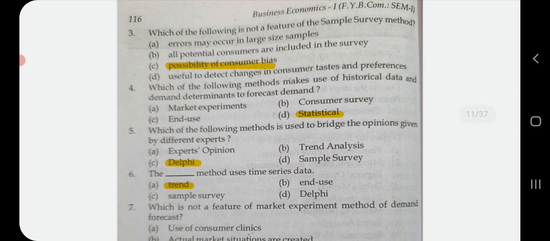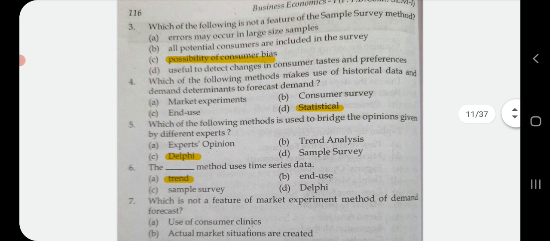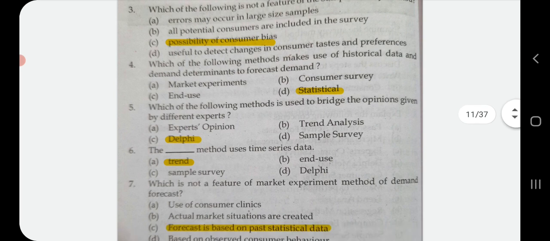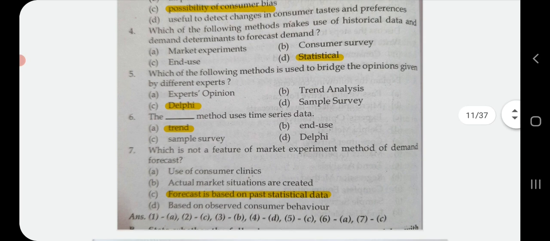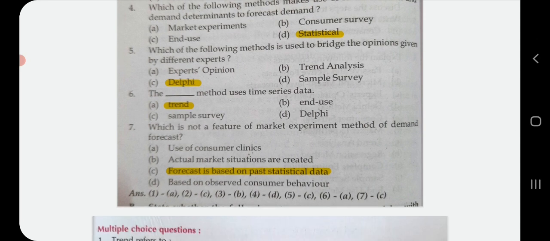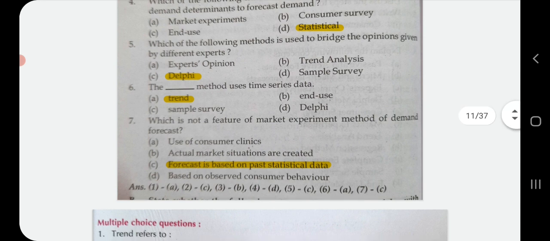Fourth question, which of the following methods makes use of historical data and demand determinants to forecast demand? And the answer is statistical method. In that, we use the historical data and on the basis of that we forecast the demand. Fifth question, which of the following methods is used to bridge the opinion given by different experts? And this is the Delphi method. Sixth question, which method uses time series data, and the answer is trend method.